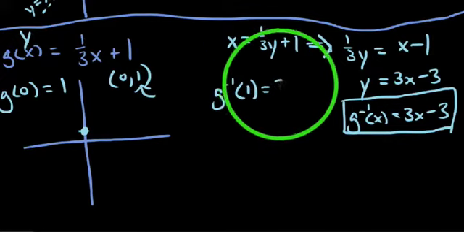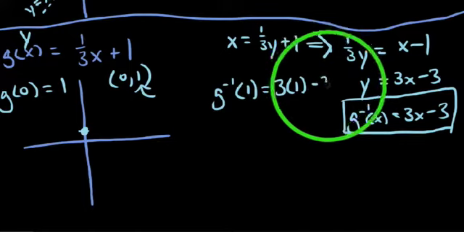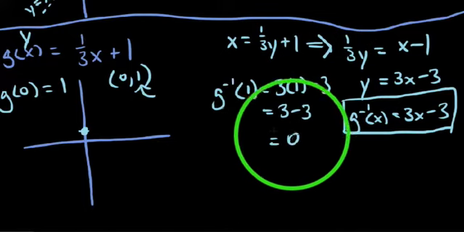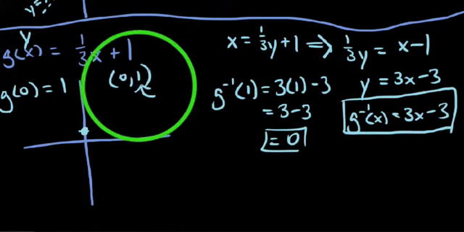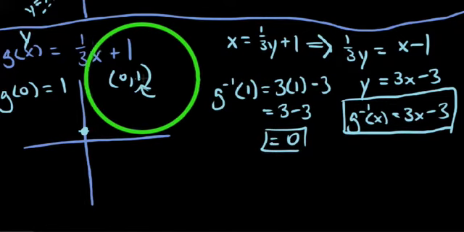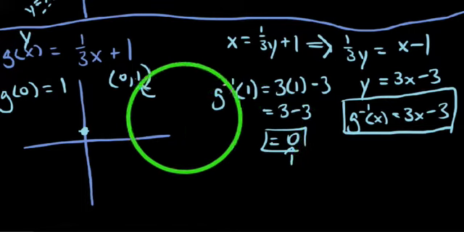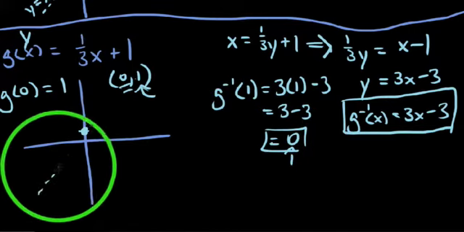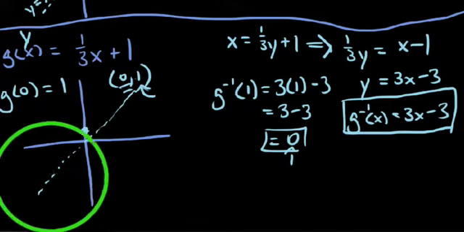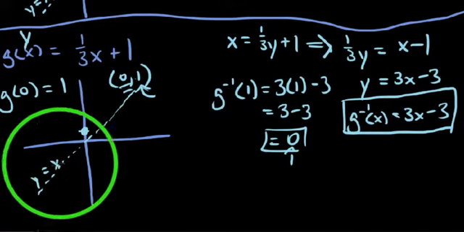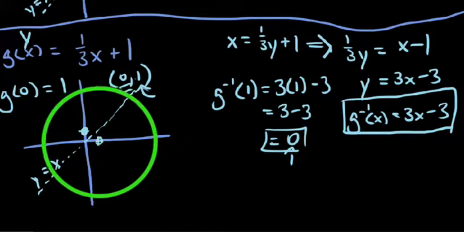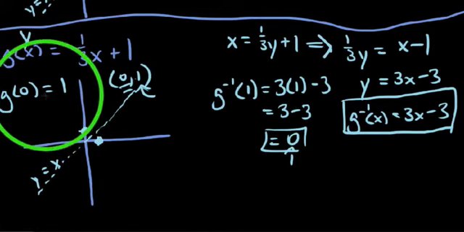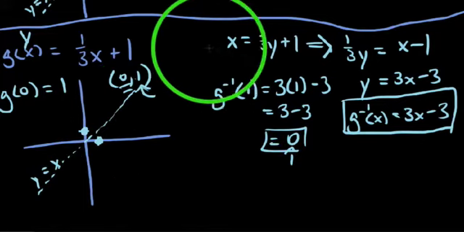So g inverse of 1 would be 3 times 1 minus 3. Of course, we get 3 minus 3. We get an output value of 0. That is, when we plugged in the original output value 1 into its inverse, it mapped it back to the original 0, okay? Also, again, I said we'd look in a second here that they reflect about y equals x, but simply put, 0, 1, and 1, 0 are definitely reflected about this y equals x line.